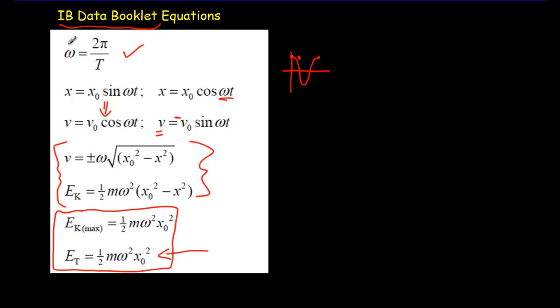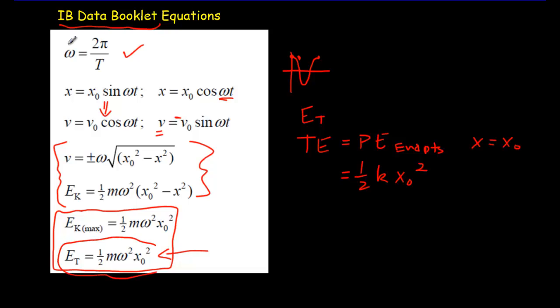Let's start with this one. I usually have been writing the total energy. Of course, they're writing T for total energy. The total energy, it's all potential energy at the endpoints where x is equal to the amplitude. And that means that the potential energy is given by 1/2 k times x naught all squared. And that is equivalent to this expression here.